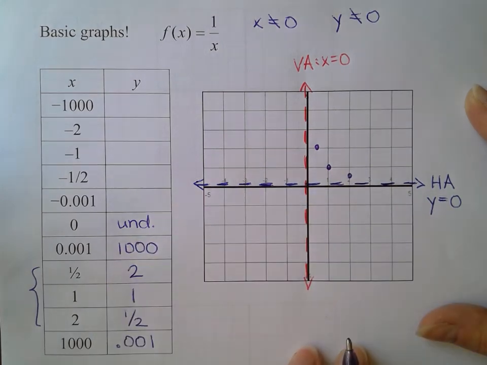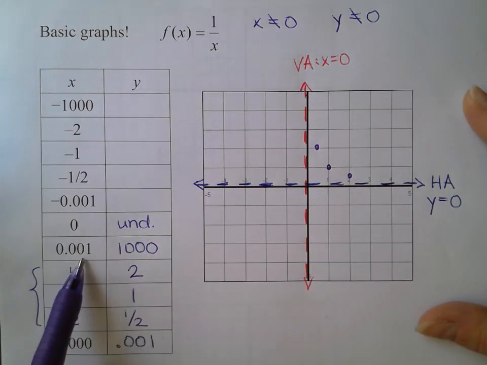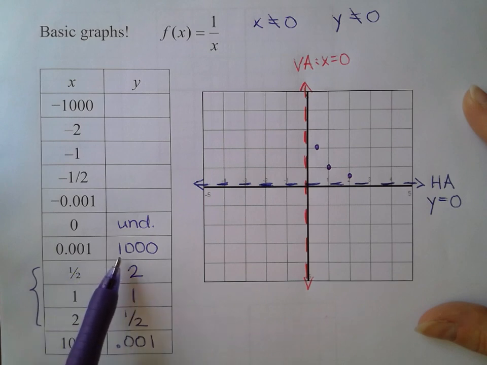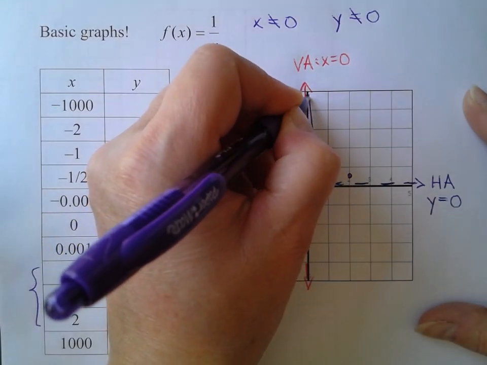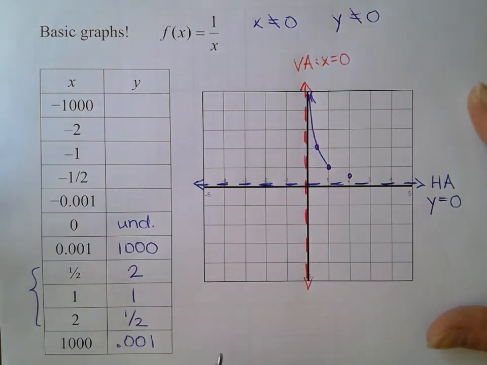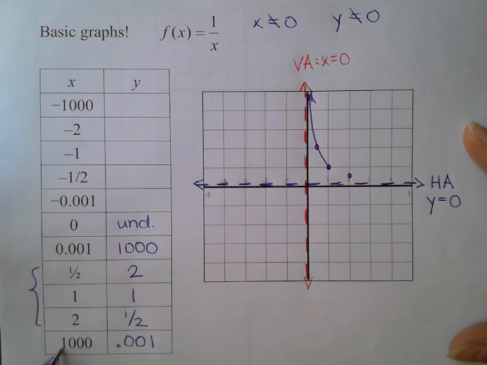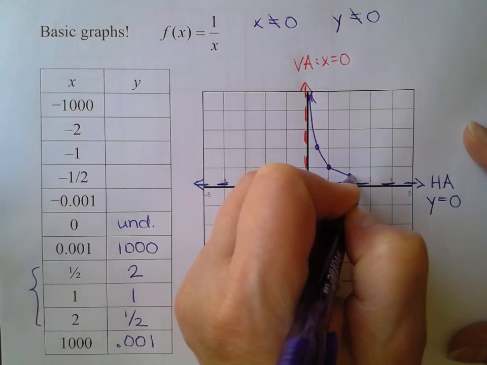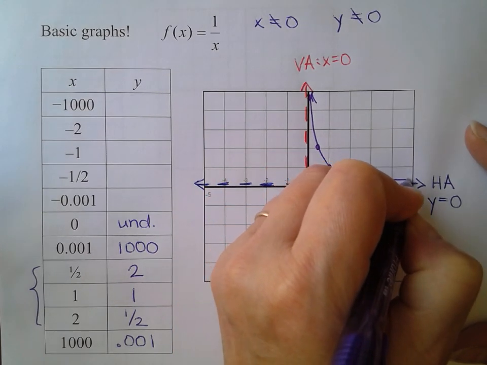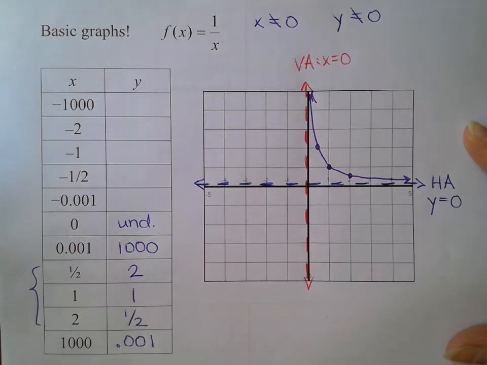As x gets really close to 0, 0.001, the y value is getting really large. So as x gets really small, y gets really large. It never actually touches the y-axis, but it gets infinitely close. As x gets really big, the y value gets really small. So as we go to the right, kind of approaching infinity, the y value is going to get smaller and smaller and smaller. It's never actually going to touch the x-axis, but it's going to get infinitely close.